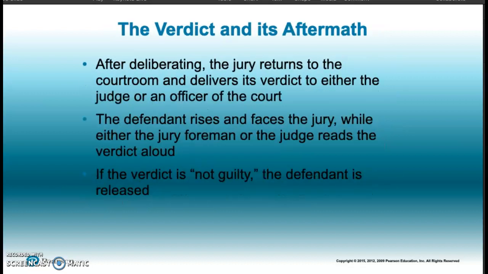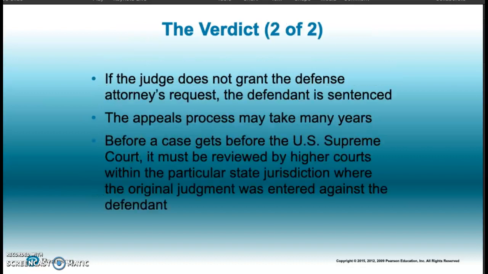And then after the verdict, if the individual is found not guilty, there's no ability to retry the individual for that same crime. That would be double jeopardy. However, if they are found guilty, they are able to appeal that verdict. And that's it.